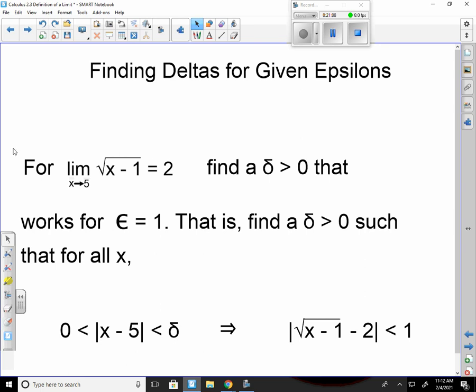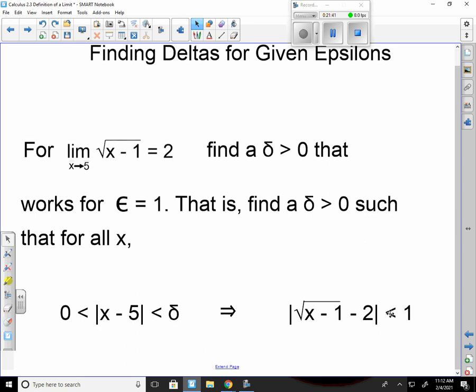Finding deltas for given epsilons. For the limit as x approaches 5 of the square root of x minus 1 equals 2, find a delta greater than 0 that works for epsilon equals 1. So we have to find a delta greater than 0 such that for all x, if absolute value of x minus 5 is less than delta, then this has to be less than 1. Because this is giving me an epsilon, and I don't just have a random one, we can do our 2 steps that we just went through.